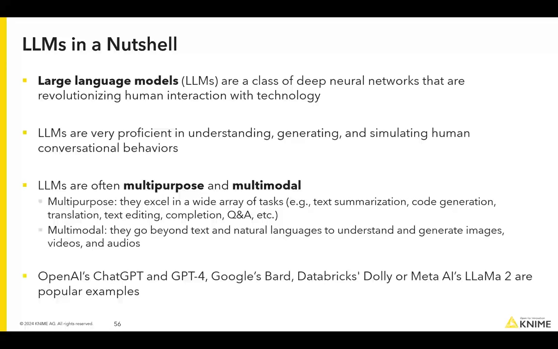And well, some of the most popular examples, I'm sure here you have already at least heard of some of them: OpenAI's ChatGPT or GPT-4, Bard by Google, Dolly by Databricks, and so on. There are several out there. Some are open source, some are closed source, and so on.